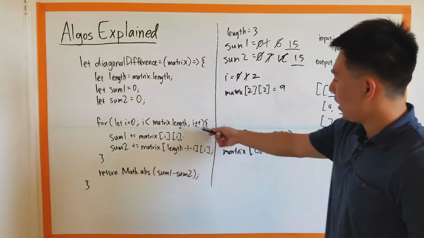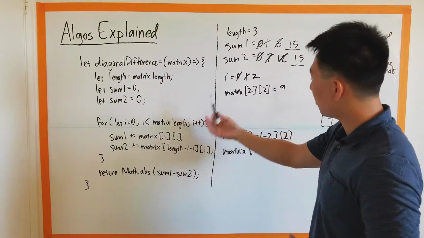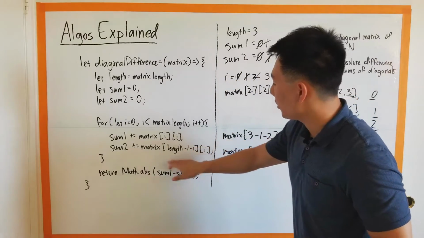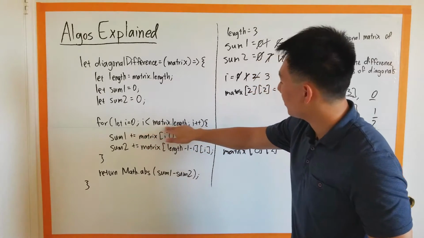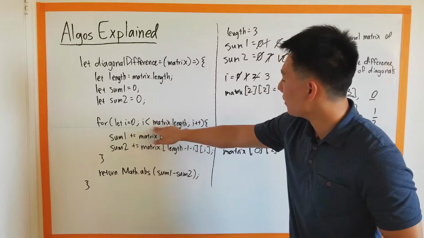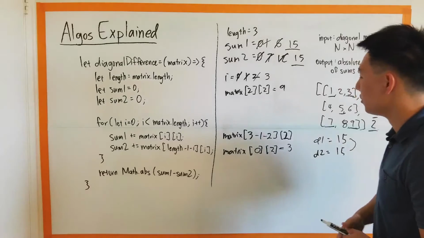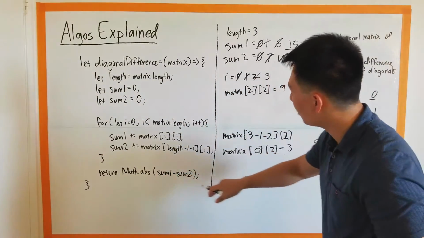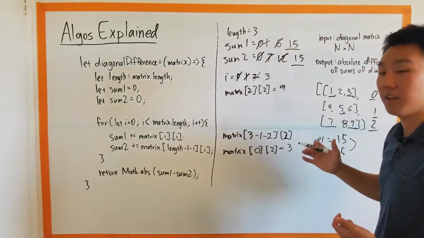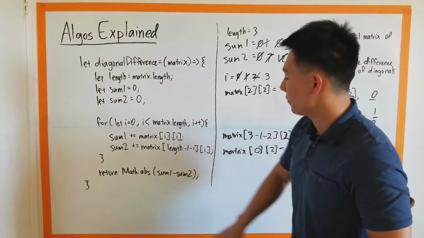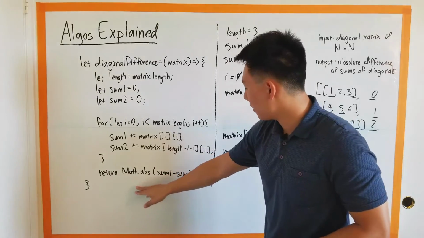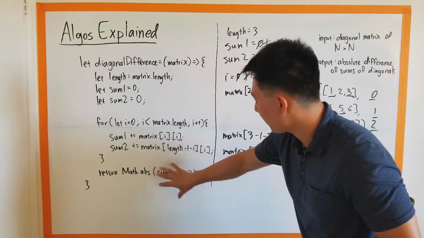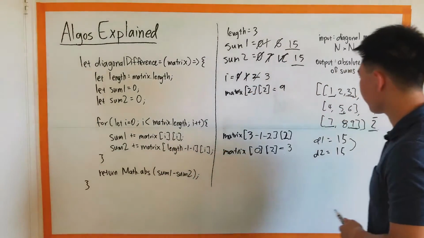And so we increment I again. I is now 3. I used to be 2. I is now 3. And we go here, and we look at this condition, 3 less than 3, that's not true, so we'll just exit this for loop and return math.absolute of sum 1 minus sum 2. That's 15 minus 15, that'll be 0. And you guys already know what math.abs does. It's just the absolute value of whatever math logic you put in there.